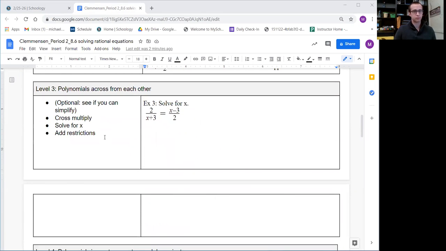Level 3. Level 3 is a little bit harder. Right? It steps up a little bit because of the fact that when I cross multiply, I end up multiplying 2 polynomials. All right, which means we're going to end up with an x squared term, which means we're going to have to solve a little bit differently.